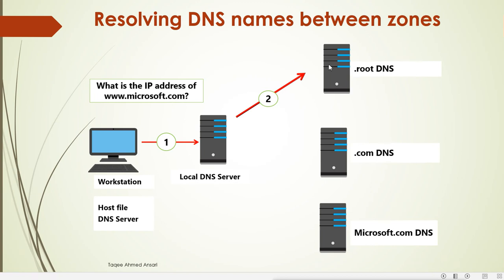This root hint server is indicated by the dot. That means whenever you give any name, www.microsoft.com, at the end of the name you will have a dot. We don't write it, but basically it has a dot at the end, and that dot indicates the root hint server. Now how does our local DNS server know about this root hint server?